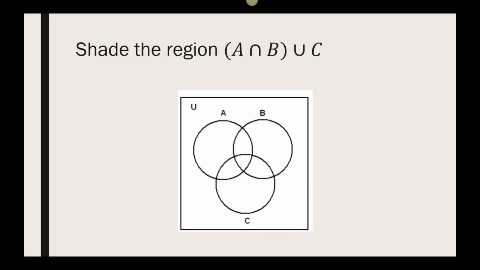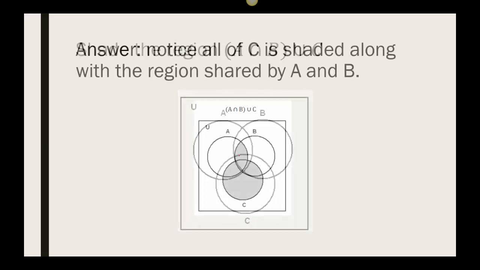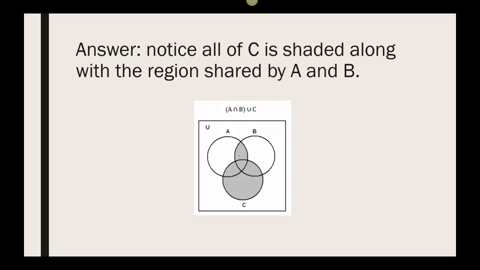Let's try again. This time let's take A intersect B and union that with C. It may help to first think about what A intersect B looks like, and then put that together along with C. So here's what I got. I can see that A intersect B, and then C added to it.